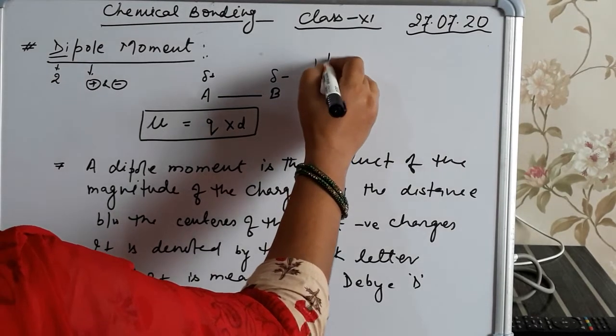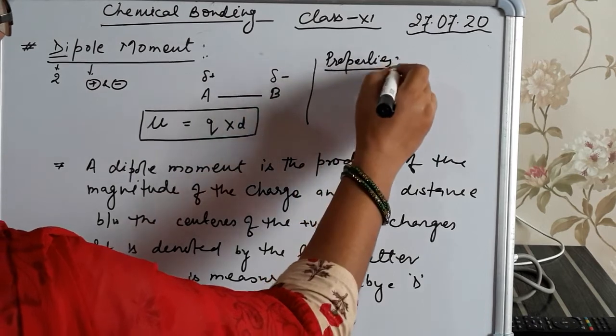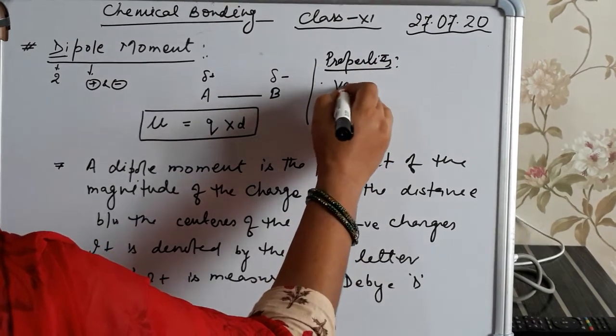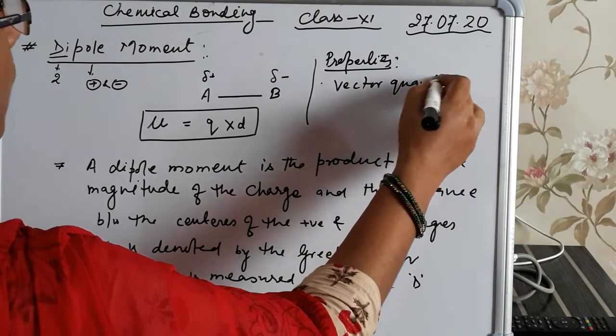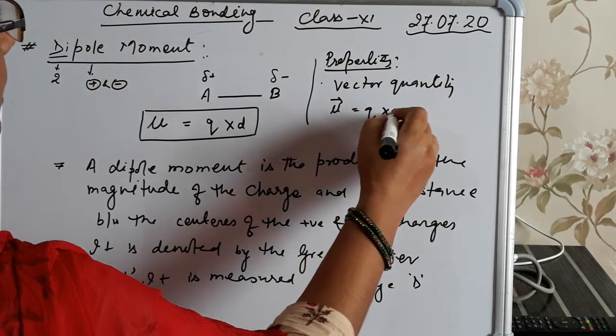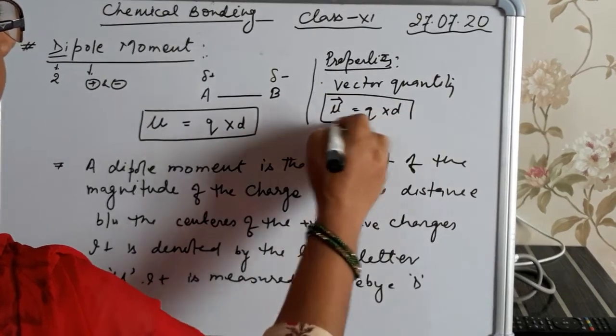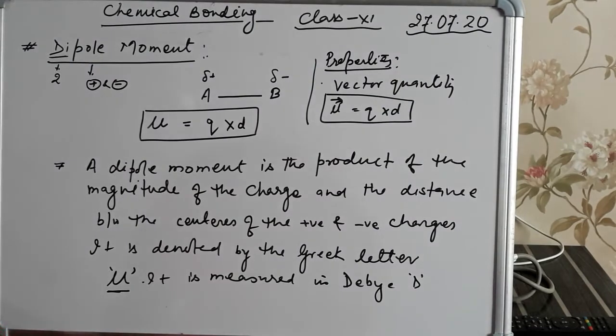It is a property of dipole moment that it is a vector quantity, mu equals Q into D. Vector quantity means it has both magnitude as well as direction. So let's explain.